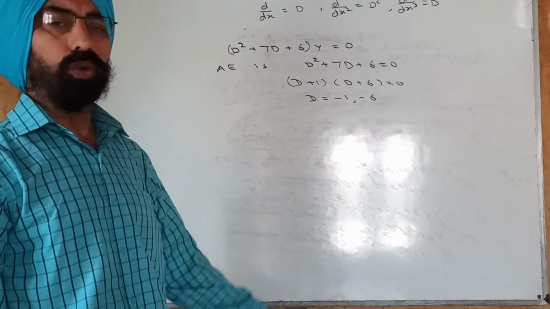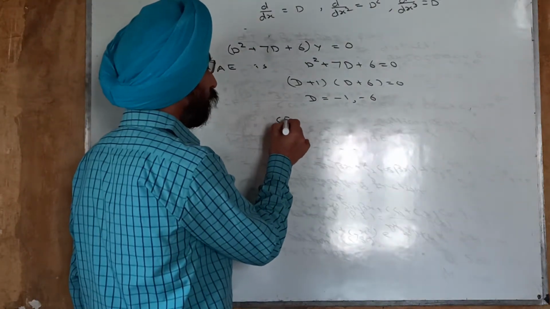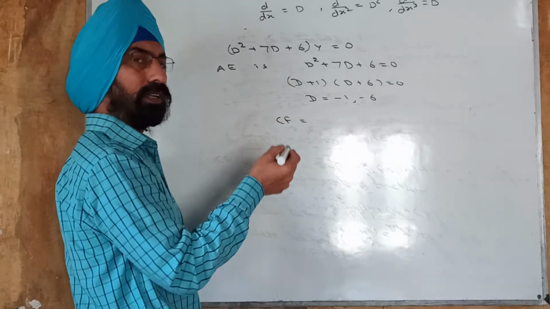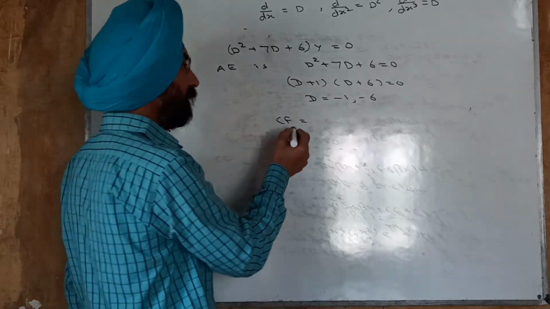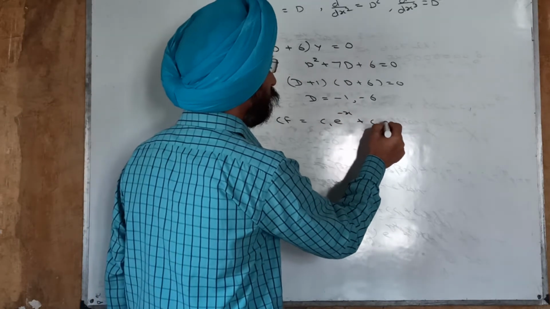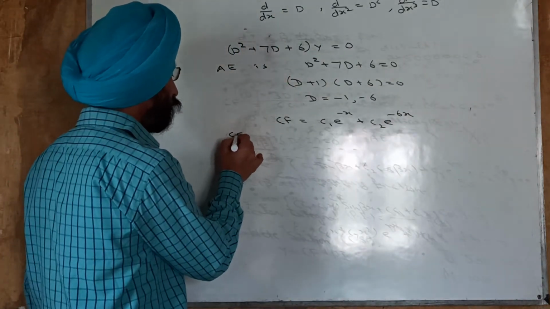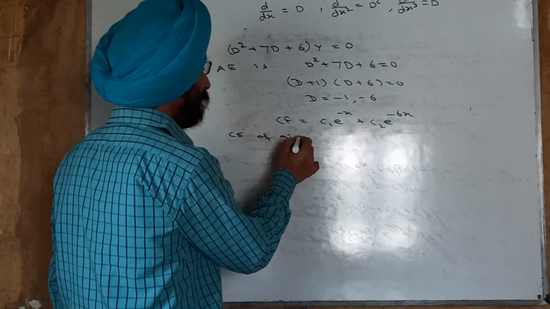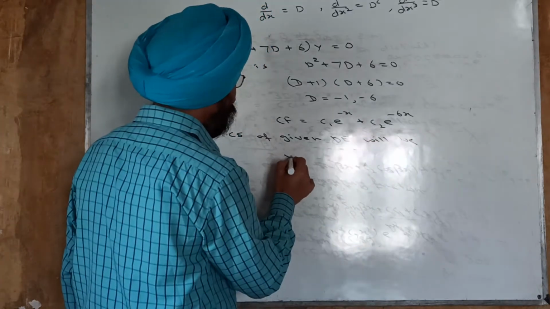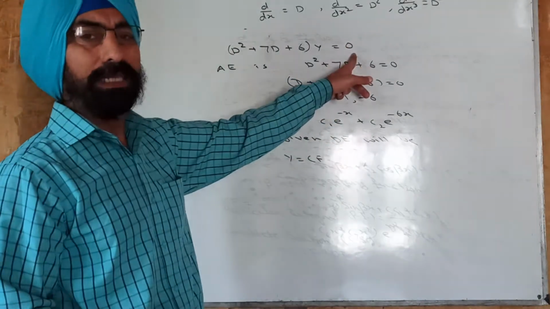So we are having two roots which are real and distinct. So what will be the complementary function? The complementary function will be the first case of the previously discussed complementary functions for different cases of roots of the auxiliary equation. We will have c1 e raised to the power minus 1x plus c2 e raised to the power minus 6x, and the complete solution of the given differential equation will be y is equal to CF only, because there is no particular integral, the right hand side of the equation being 0.